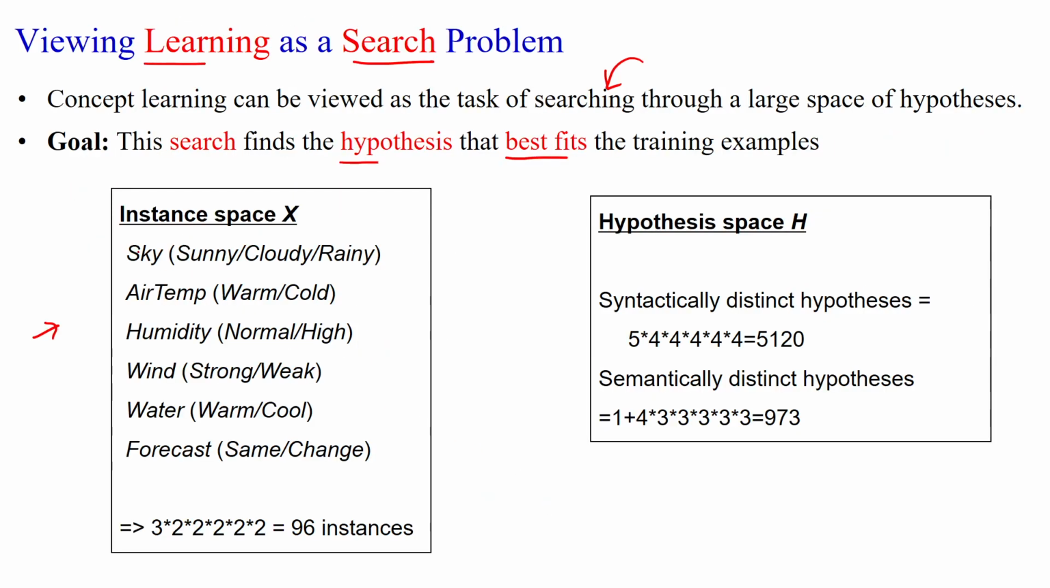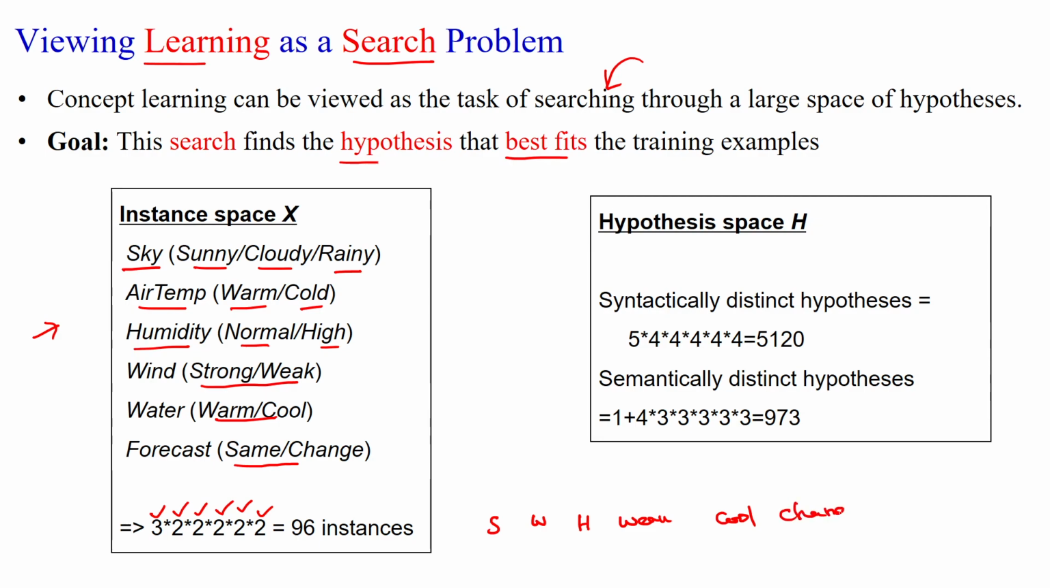The sky attribute has three different values, so that is given here. Then the temperature attribute has two different values, that is given here. Humidity has two different values, that is also given here. Wind is also having two different values, water is also having two different values, forecast attribute is also having two different values. So when you are framing the training example, for example, sky sunny, then temperature warm, then humidity high, then wind is weak, then water is cool, then forecast is change.